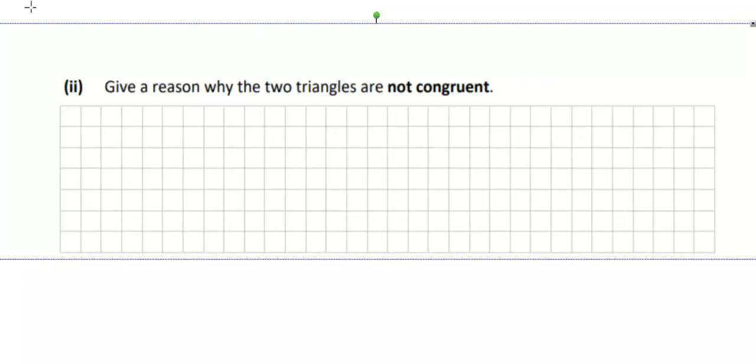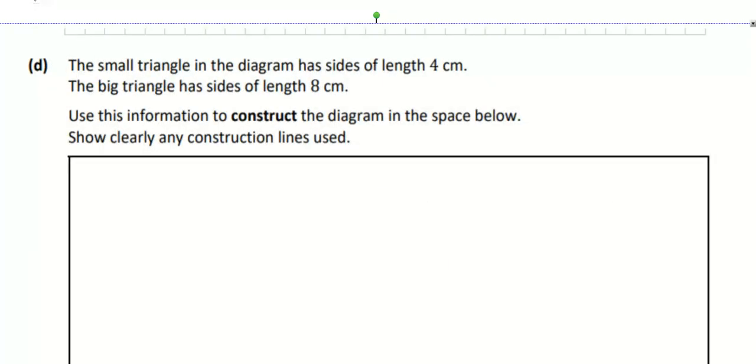So we did part 1 and part 2 there. Okay, we're going to try and construct a diagram. Show clearly any construction lines that were used. Okay, we're going to give this a go.